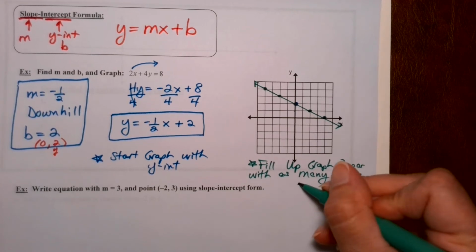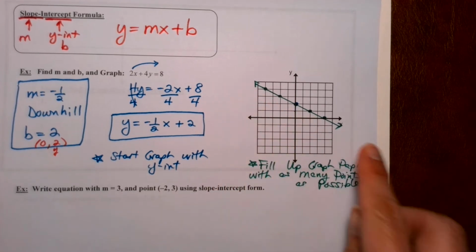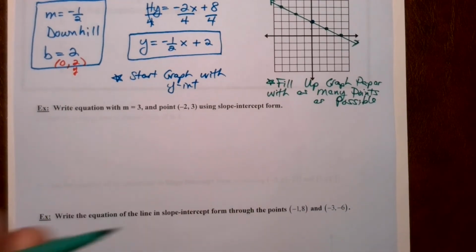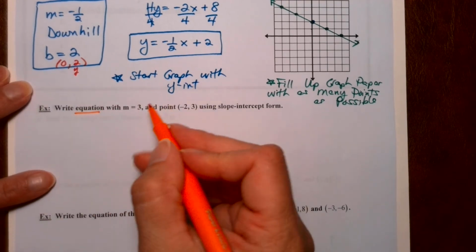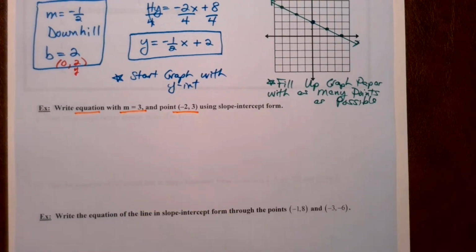With as many points as possible. Not just 2 points, okay, but finish the graph. All right, can you write an equation? Sure. Let's write an equation. The slope is 3, and the point is (-2, 3).